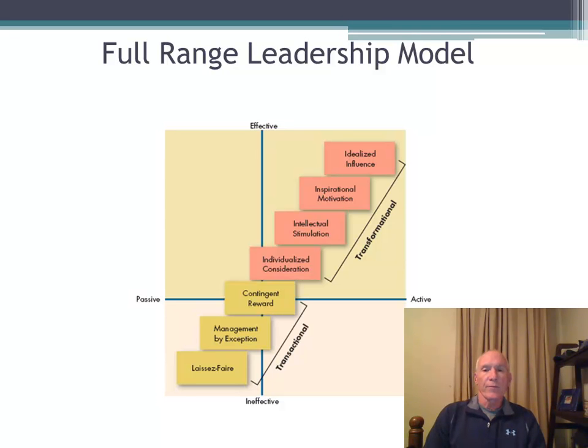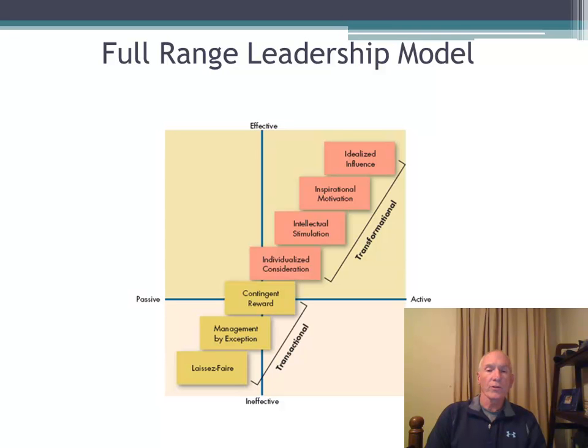This figure depicts the full range of leadership model. In this first video lecture, we will discuss transactional leadership, which consists of laissez-faire, management by exception, and contingent reward types of leader behaviors. And in the second video lecture, we'll discuss transformational leadership, which is individualized consideration, intellectual stimulation, inspirational motivation, and idealized influence.